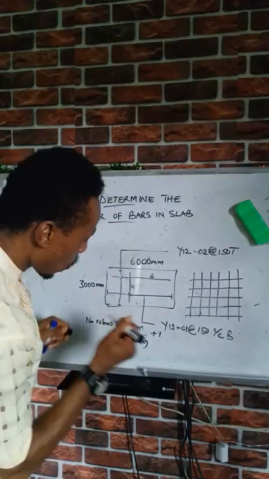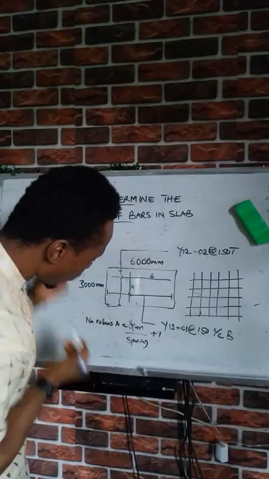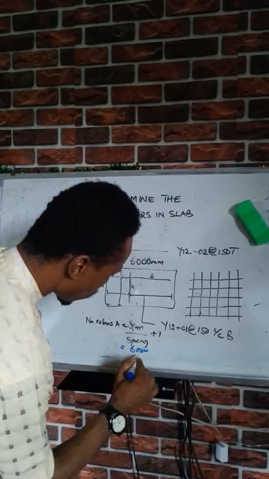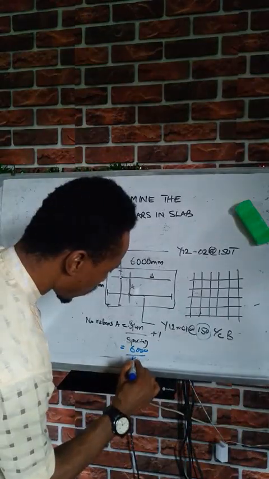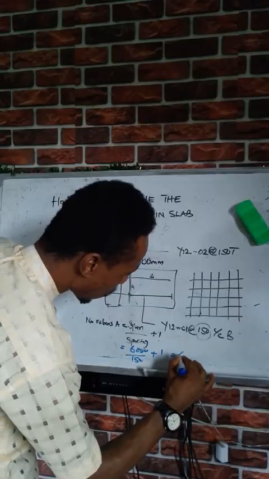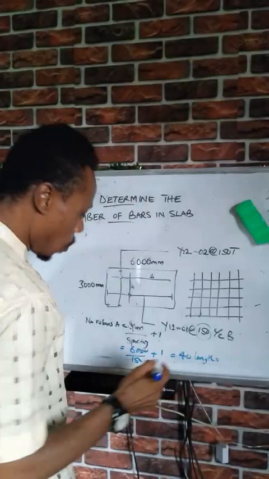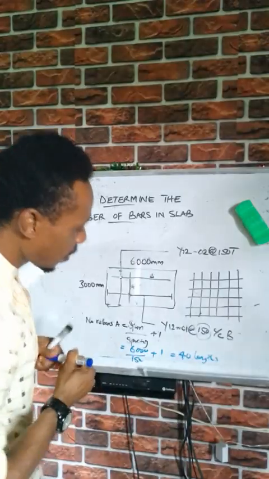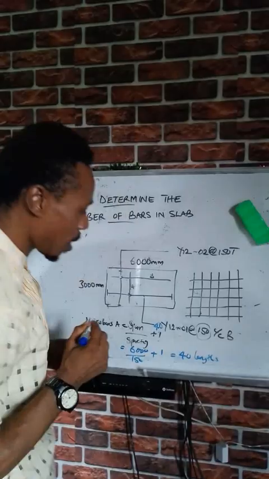So for example, for A, we have 6,000 divided by 150, which is the spacing, plus 1. In this case, we have it as 40 lengths. So this 40 is for this reinforcement. We now have 40 here.